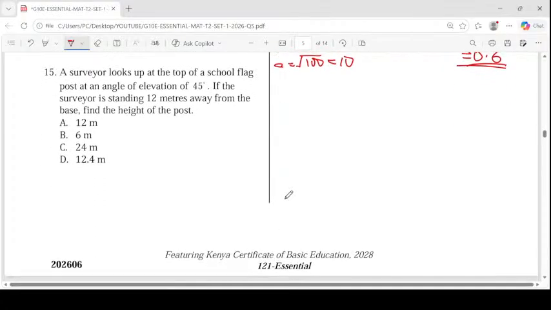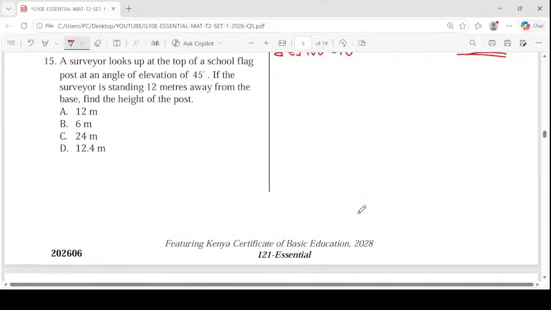Let us look at question 15. We are now going to question number 15. A surveyor looks up at the top of a flag post at an angle of elevation of 45 degrees. If the surveyor is standing 12 meters away from the base, find the height of the post.